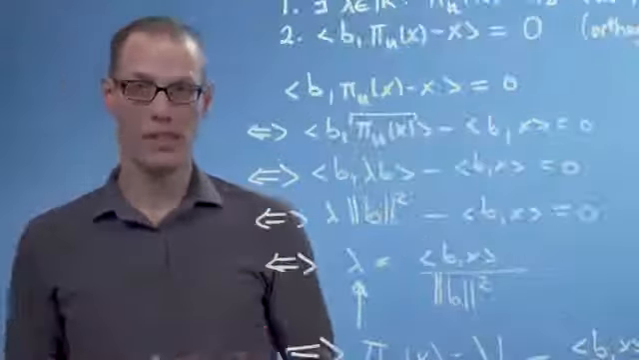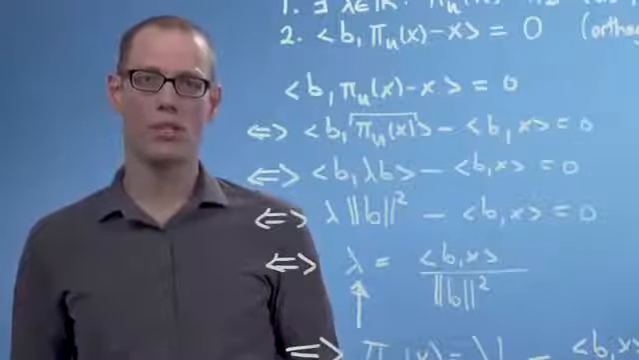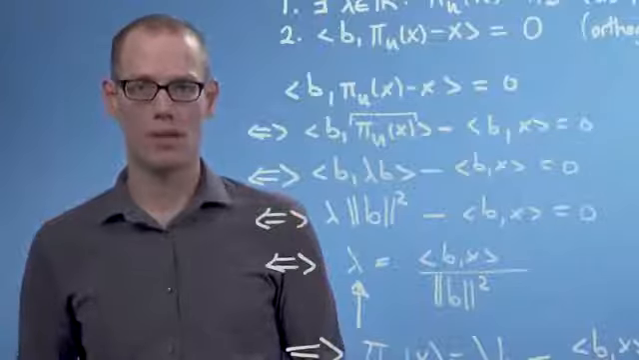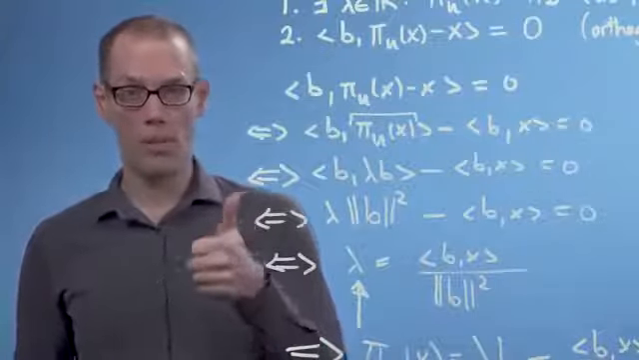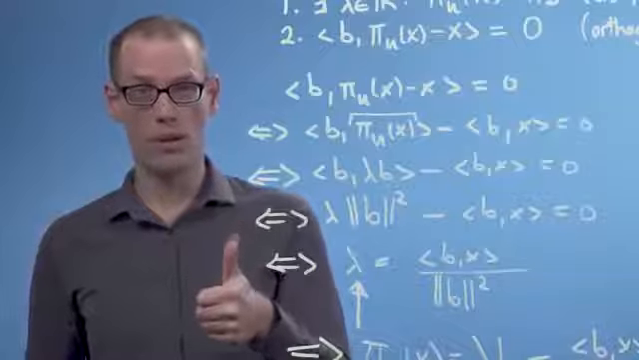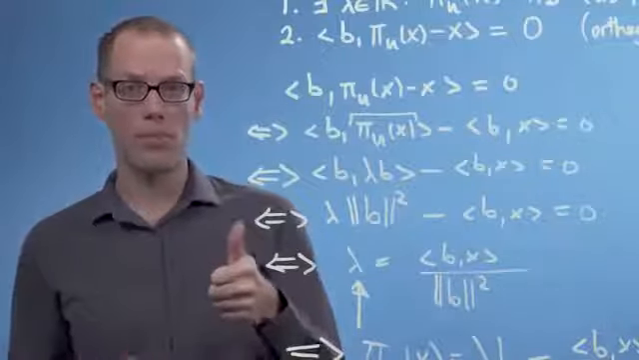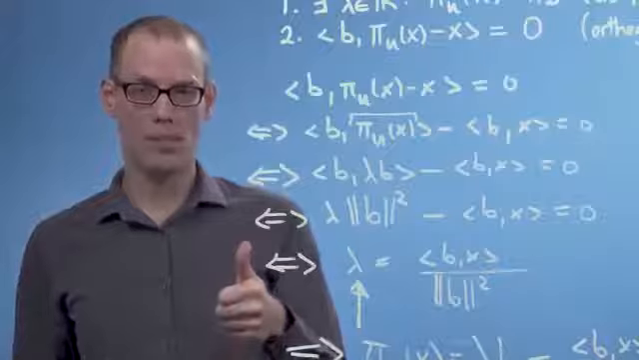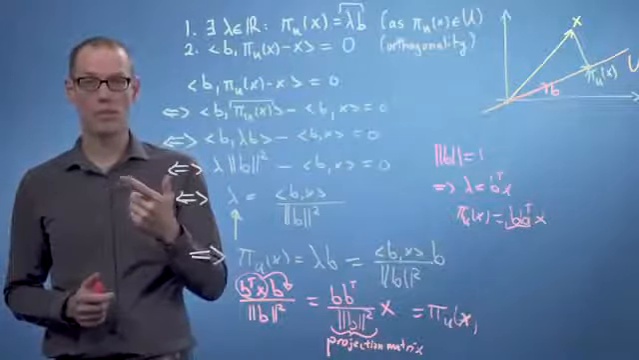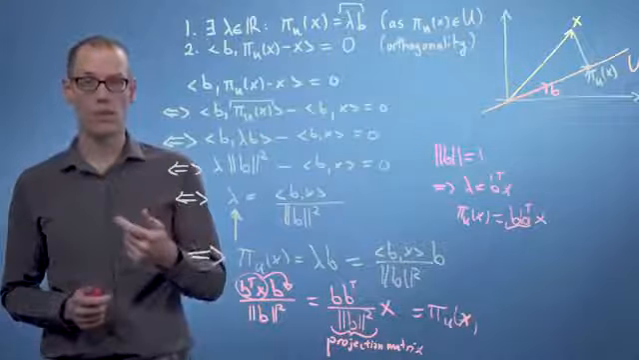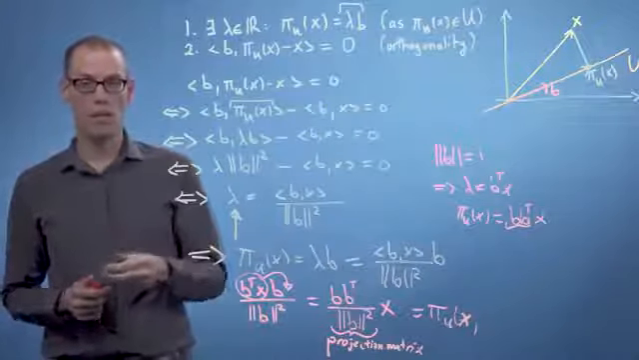lambda. In this video, we discussed orthogonal projections of vectors onto one-dimensional subspaces. We arrived at the solution by making two observations. We must be able to represent the projected point using a multiple of the basis vector that spans the subspace, and the difference vector between the original vector and its projection is orthogonal to the subspace. In the next video, we will look at an example.